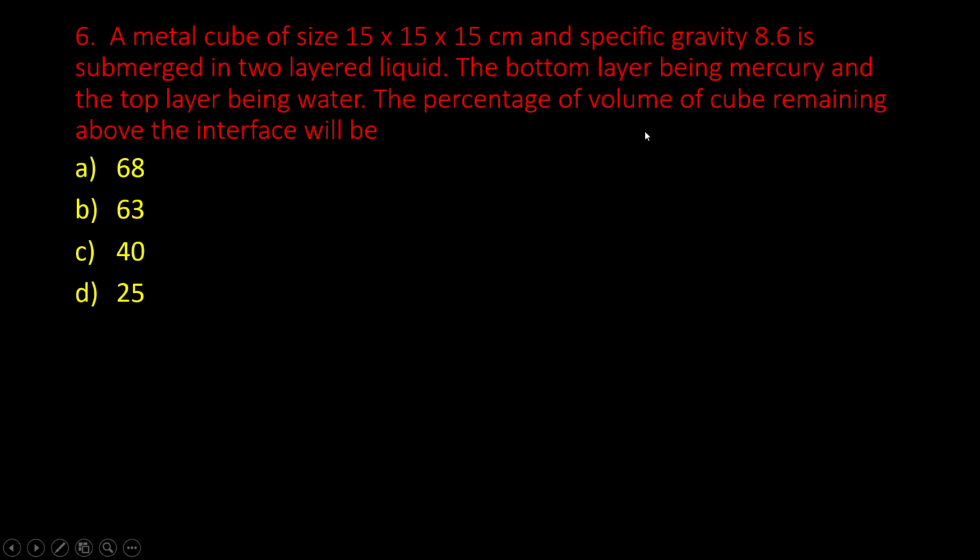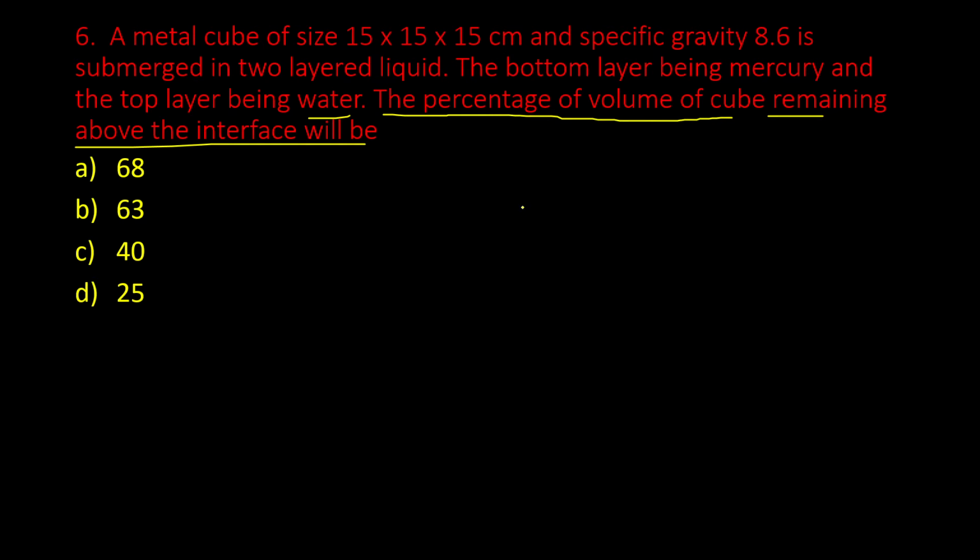A metal cube of size 15 by 15 by 15 centimeter and specific gravity 8.6 is submerged in a two-layered liquid, the bottom layer being mercury and the top layer being water. So we have to find the percentage of volume of cube remaining above the interface. These are the four options: 68, 63, 40 and 25.